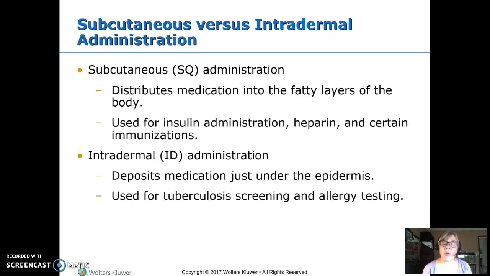And then intradermal. This is for TB testing usually, or allergy testing. But this is something we do not want this injection to go out and be absorbed into the body. We want to keep it in the skin because we're using it to test for something. So this is where you're going to go just barely under the skin, and you want to get that nice bleb as you give it.